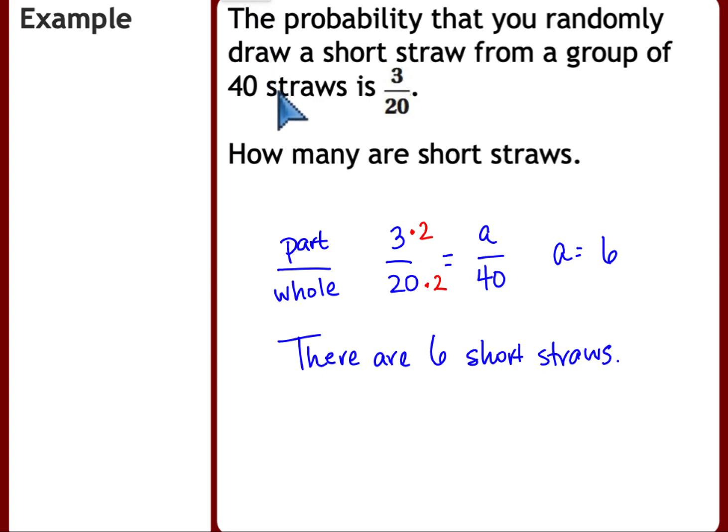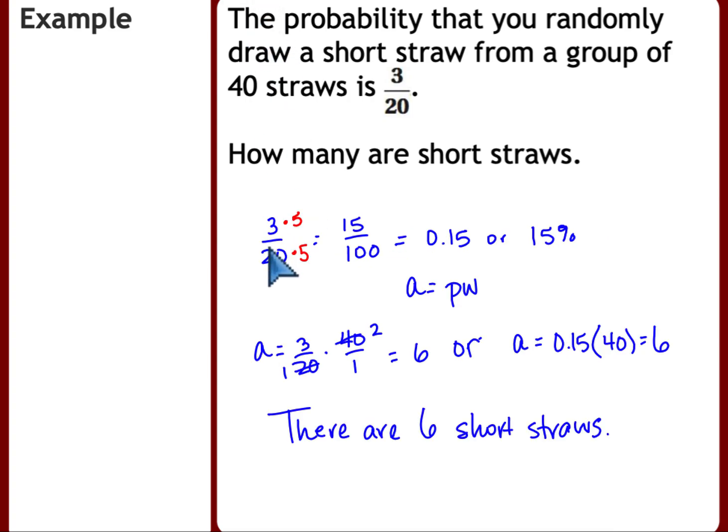So the probability that you randomly draw a short straw from a group of 40 straws, so in that group of 40, there's short straws and long straws, but the probability you get a short straw out of that 40 is 3/20ths. How many short straws are there? So our probability, part to whole, 3/20ths, is equal to, we're looking for the short straws, which is the part, out of the total number of straws, which is the whole, out of 40. This one's simple, just scale up by a factor of 2, and you get A is 6, so there are 6 short straws.